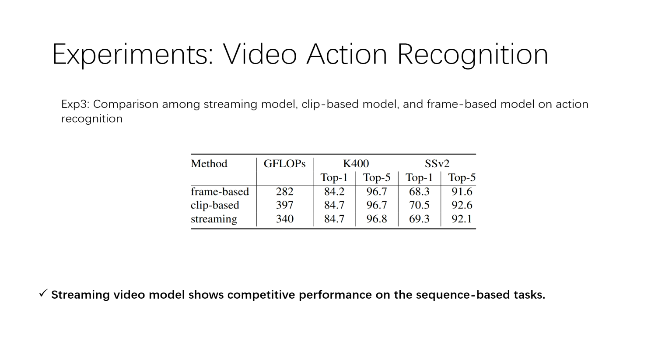Next, we carry out further experiments on video action recognition. We used two datasets, Kinetics-400 and Something-Something V2. We found that our streaming model consistently outperforms the frame-based model on both benchmarks. Interestingly, the streaming model achieved similar top-line accuracy on K400 as the clip-based model. This suggests that our proposed streaming video model might have the potential to supplant clip-based models in sequence-based tasks.